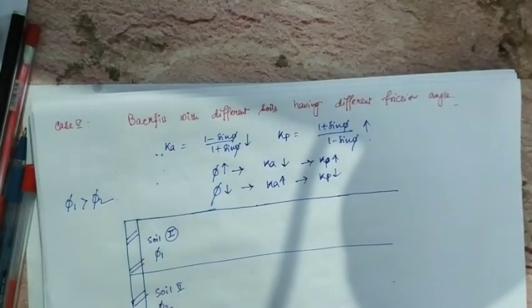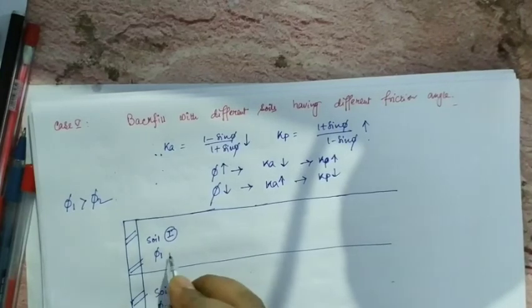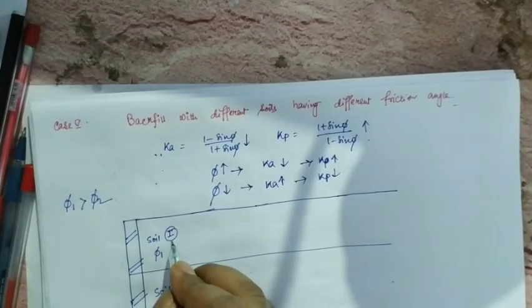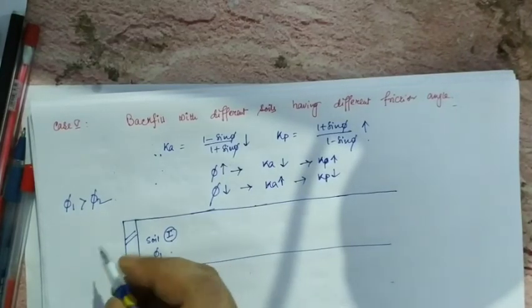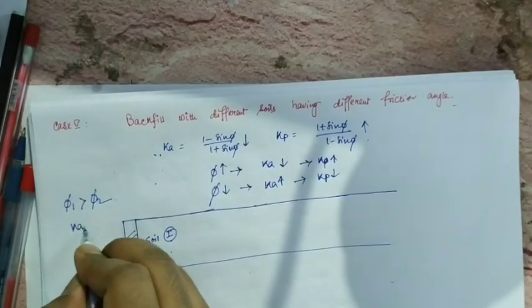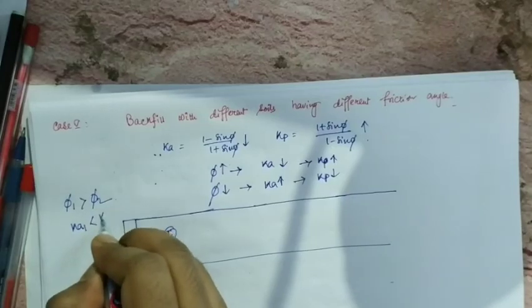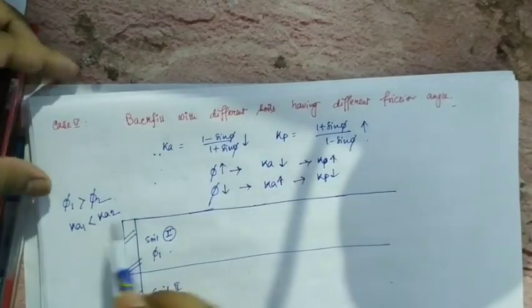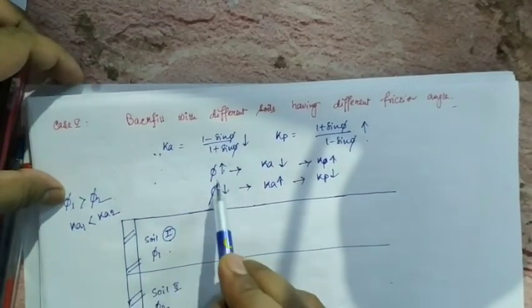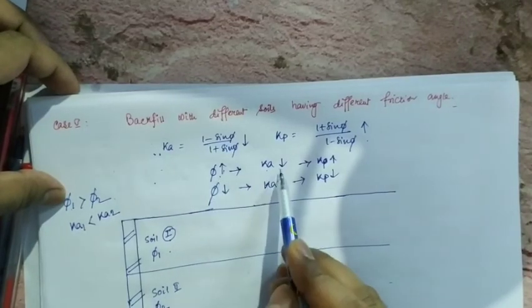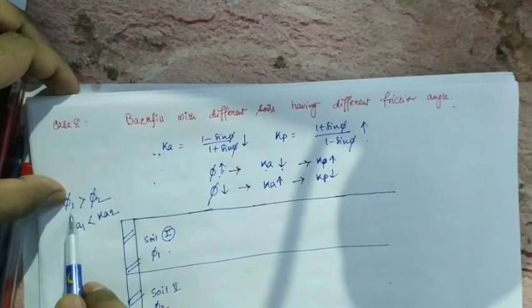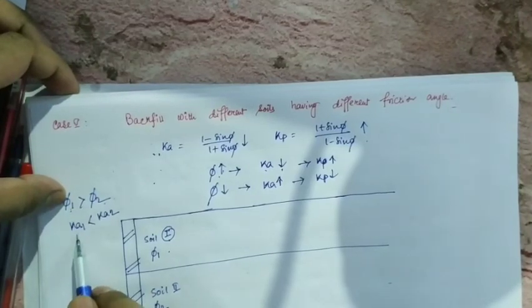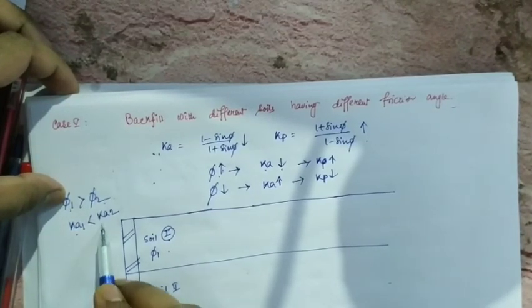So phi 1 is greater than phi 2. In that case, what will happen then? For active earth pressure, the coefficient of active earth pressure for soil 1, that means Ka1, will be less than Ka2. As I said, if phi is increasing, then Ka will be decreasing. So because phi 1 is greater than phi 2, Ka1 will be less than Ka2.